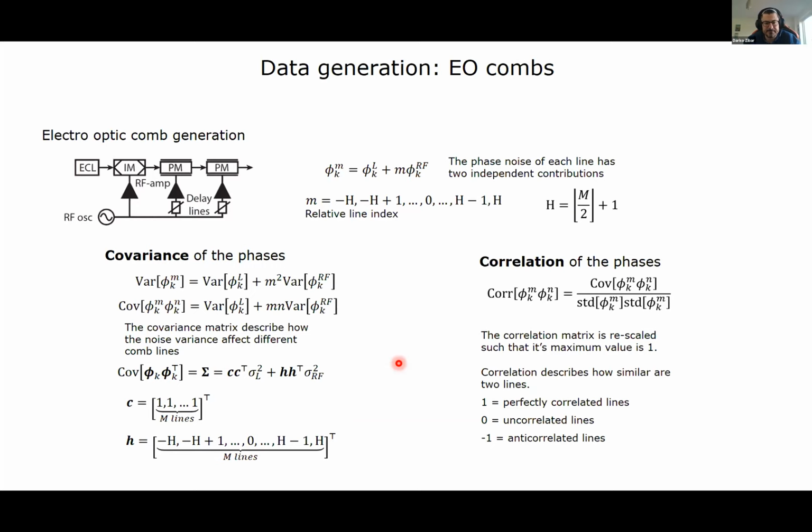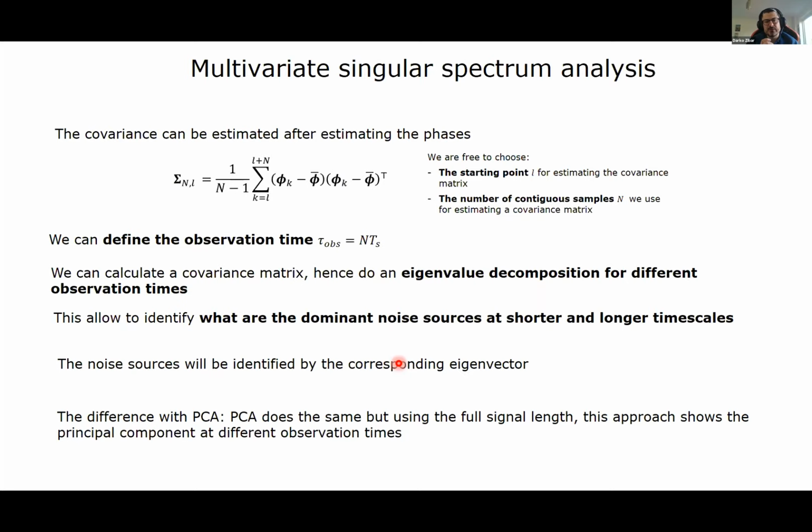So basically, since we do the measurements, what we do is a covariance matrix estimation, and we define this observation time, because then we can plot the singular value decomposition as a function of the observation time. This singular value decomposition is very similar to principal component analysis, because principal component analysis tells you what the dominant noise sources or the main directions of your signal are. Therefore, it's a very useful technique.